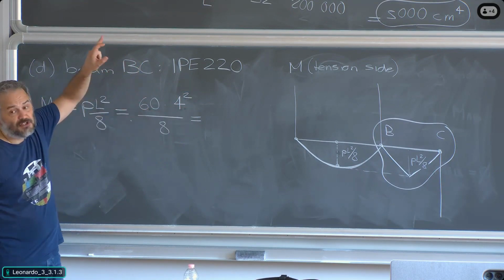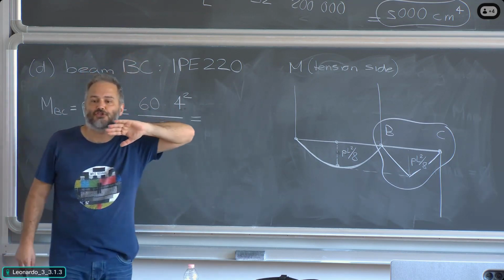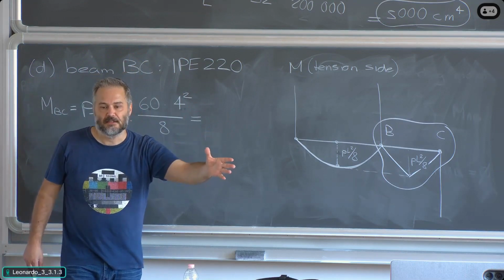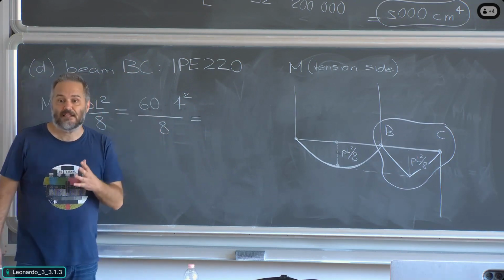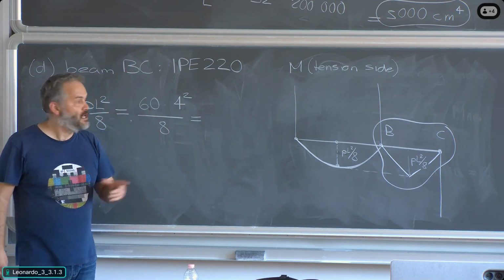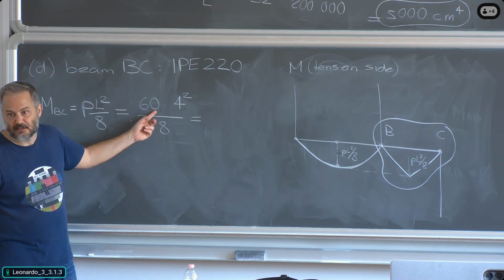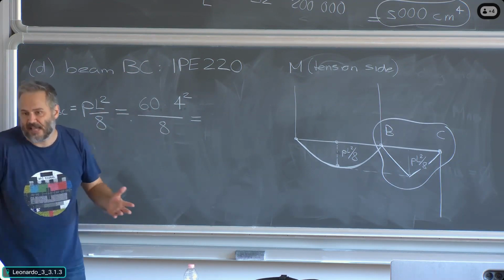P is different. Why? Because previously we did the design at serviceability limit states, so we were concerned with displacements, serviceability. Okay? Here we are asking ourselves whether the bending capacity is enough. So the load is higher. How much higher? 50% higher. 60 is 40 times 1.5. Makes sense. Okay?